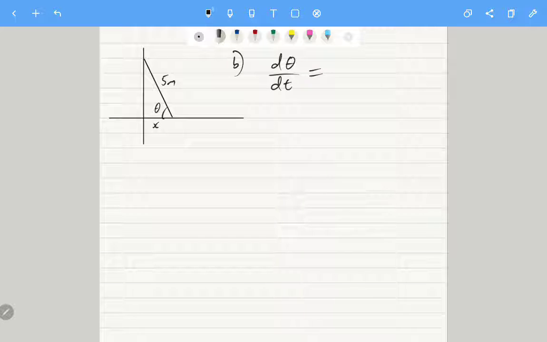Once again, let's use the same trick we did before. That means we're interested in d theta/dx multiplied by dx/dt. Problem is, d theta/dx is going to be hard to work out. But we've got a trick for that. So let's not worry about this too much just yet, but let's first of all think about this.